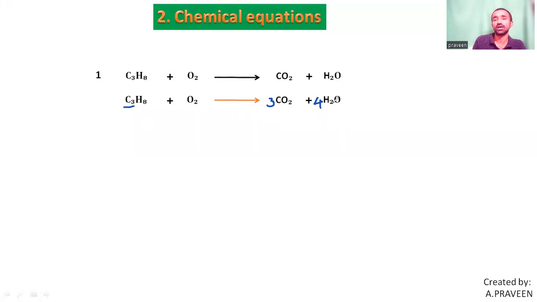Next, oxygens, right side you can verify. 3 times 2, 6; 4 plus 1... 4. So 4 plus 6, 10. So 5 is the coefficient before O2. So very easy to balance. No need to write the steps.